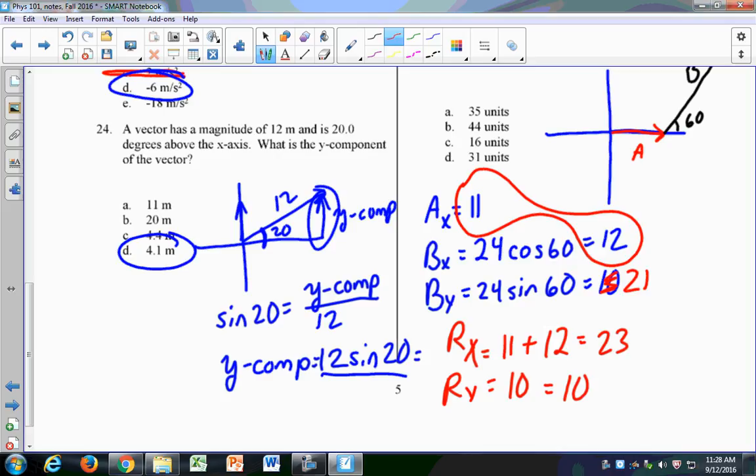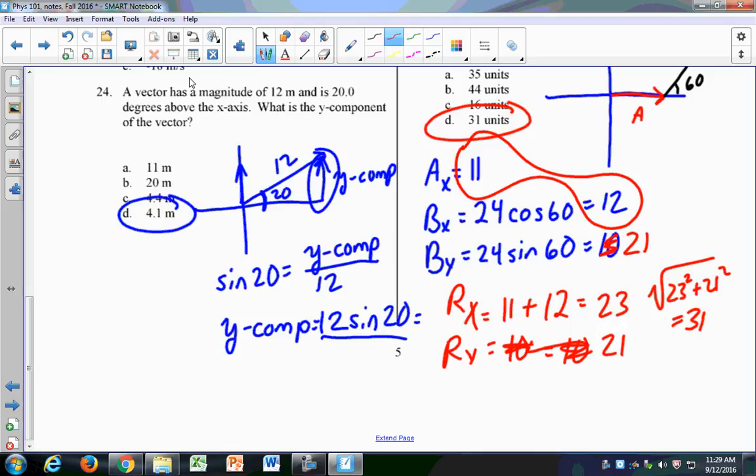Okay, so now we find this should be 21 right here, right? Now if we want to know the magnitude, we do the square root of 23 squared plus 21 squared. And that's 31 units. That's from the Pythagorean theorem.